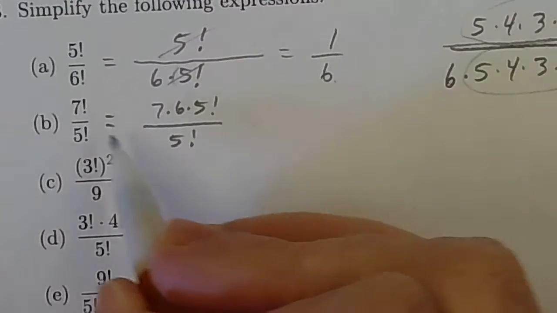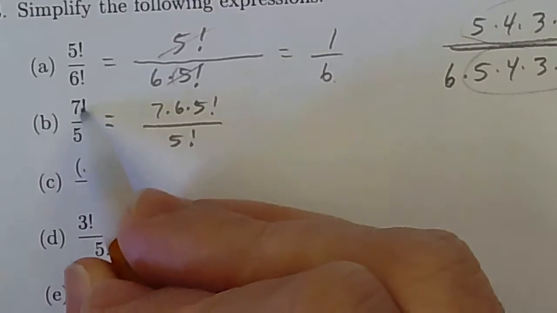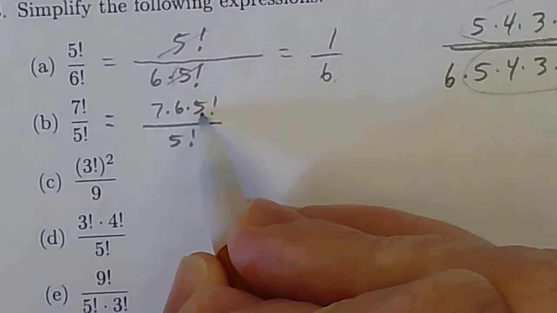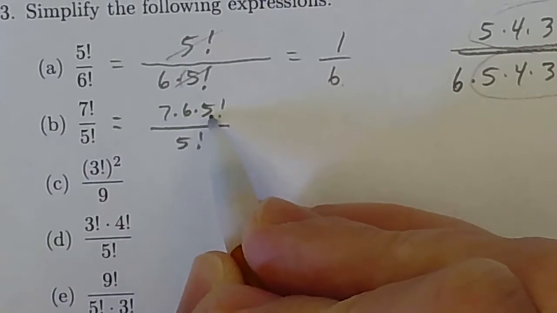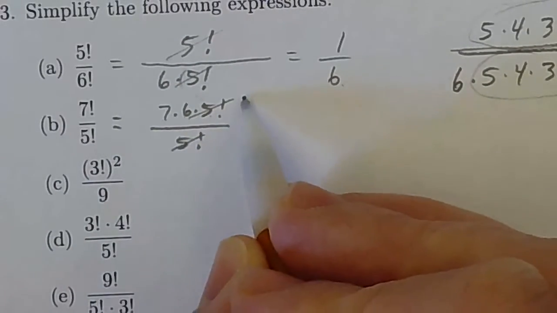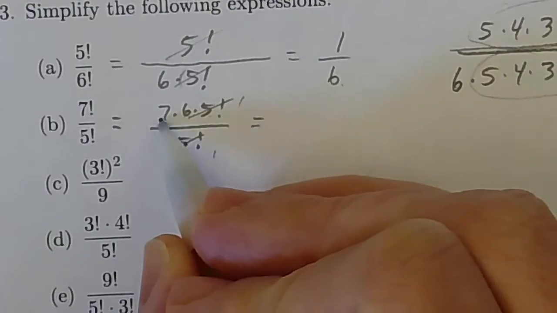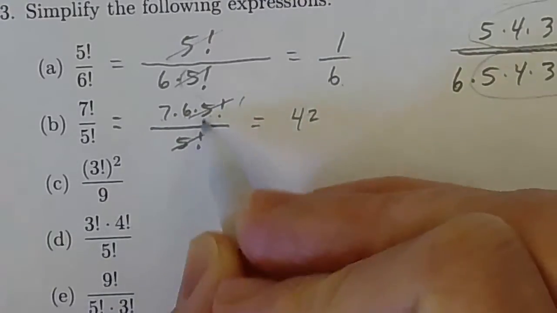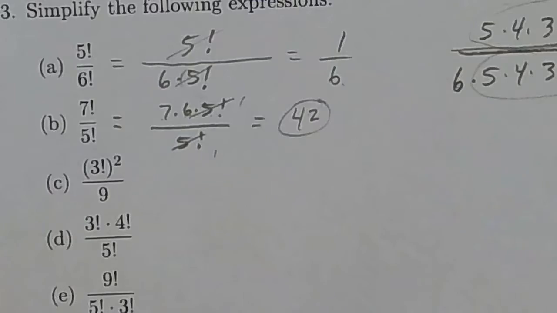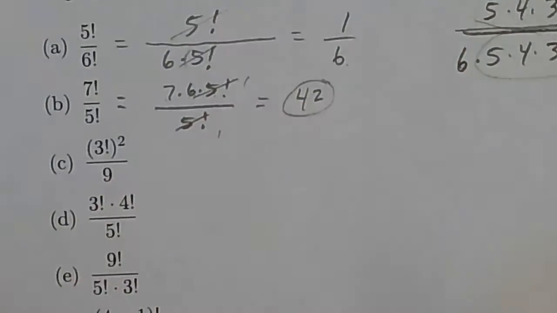Okay, here's your feedback on B. So the bigger number is 7, obviously. And then once I start breaking it down, I can throw the brakes on at 5 factorial because now these are equal. They're going to divide out, and I'm left with just the product of 7 times 6. So 42 over 1, or just simply put 42. I'll show you a couple more from this group.